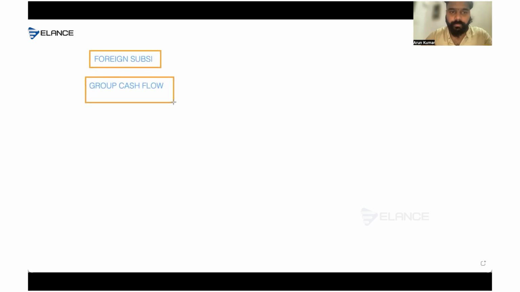If you are considering the importance, this comes only after the change in group structure scenarios. There are a number of times they have tested the goodwill calculation and the scenarios that we discussed yesterday. So today we'll be covering these two areas, that is how to account for the consolidation of foreign subsidiary and the group cash flow.